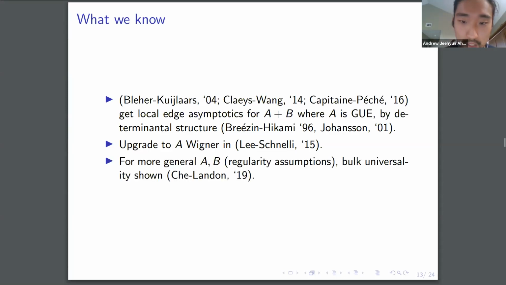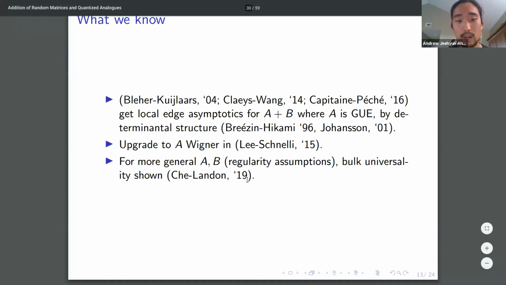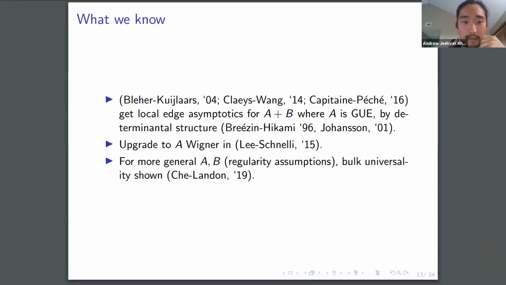There is one sort of exception in this direction for bulk universality. So Che and Landon in 2019 were able to show that for general AB, under some regularity assumptions, the bulk can be described by the sine process. So this is a very rough list of things that are related to this direction.